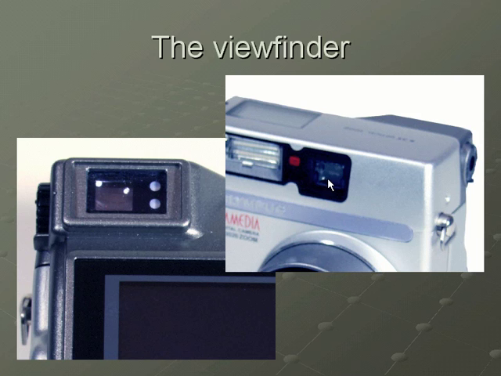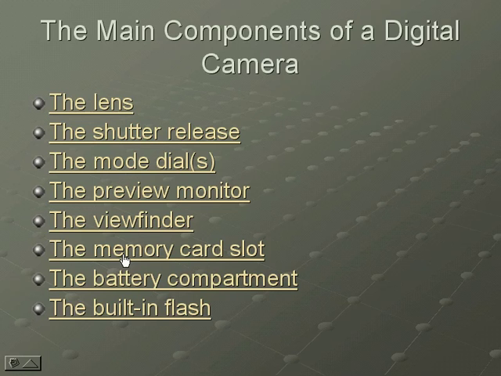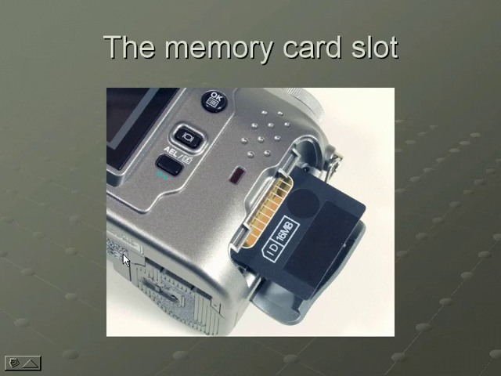The next thing you want to know where it is is the memory card slot, because that's your digital film. You need to be able to take the card out of the camera and put it into your computer, or take it out of the camera to replace it with another empty card if you're out shooting someplace and you've filled up your card and don't have a computer to download your images to. These memory cards can be erased once you've downloaded the images to your computer, so you can use them over and over and over again. You only pay for them once.